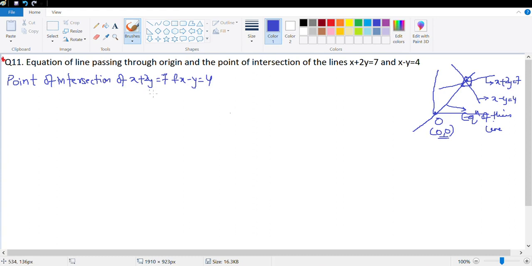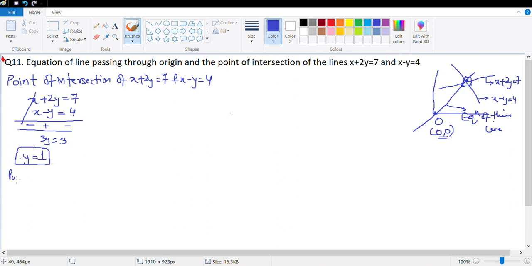Let's solve them simultaneously. So this will be x plus 2y is equal to 7 and x minus y is equal to 4. Subtract: negative, positive, negative. This becomes cancelled. 2y plus y, that's 3y, and 7 minus 4 is 3. Therefore, y is equal to 1.